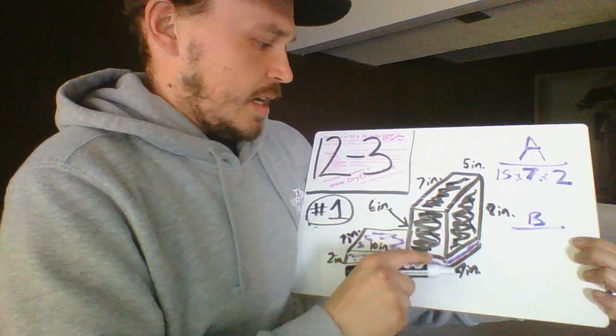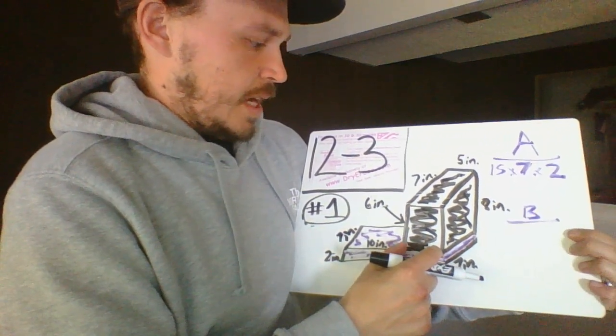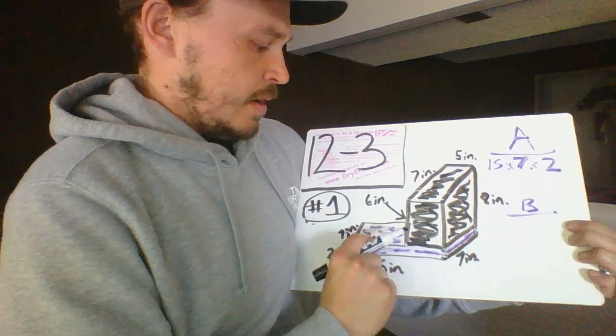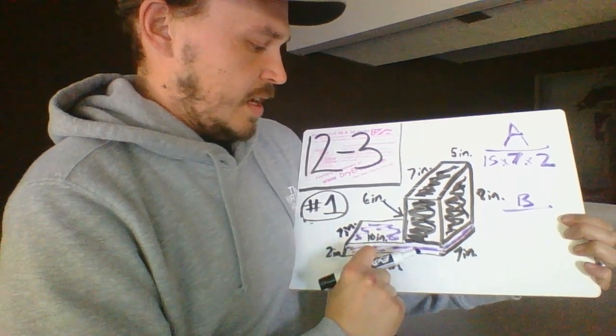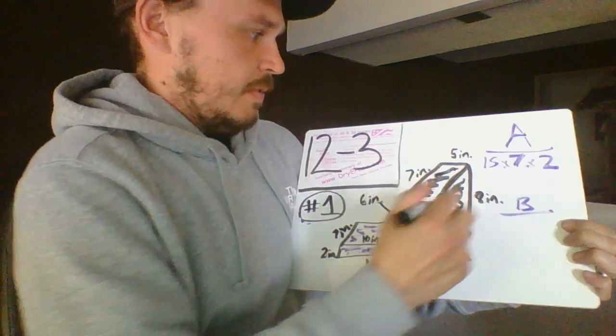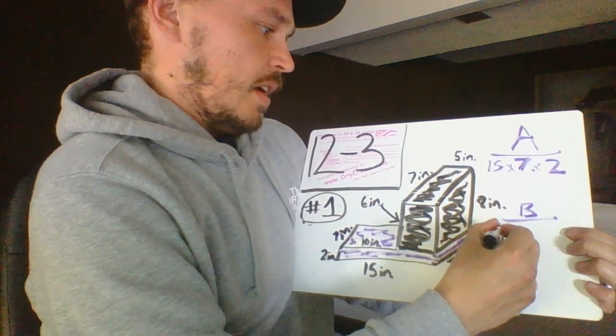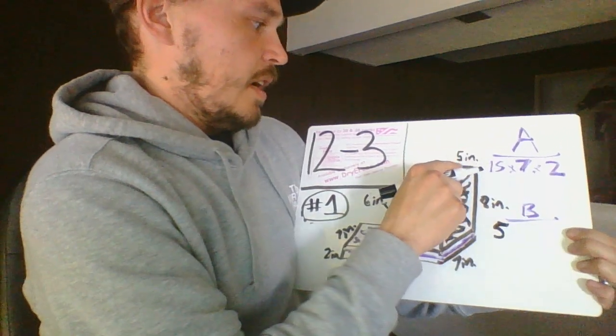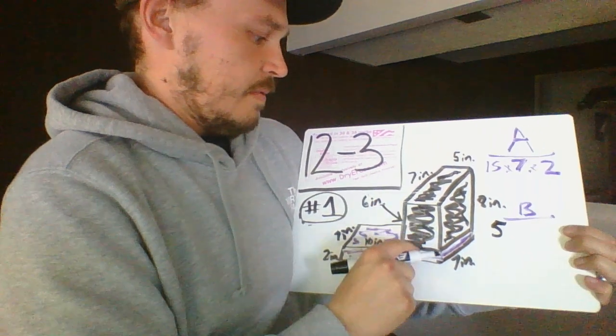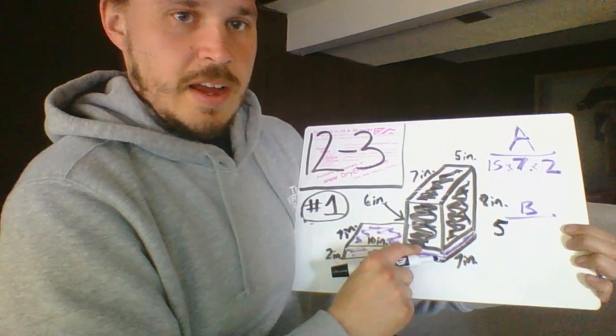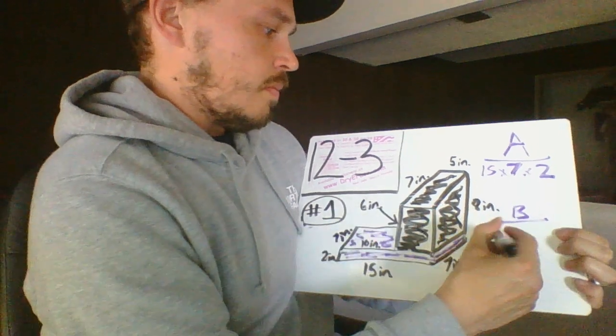So I'm going to look. At first I'm going to find the length. Now this isn't given right here, but I have 10 and I have 15 here. So 10 plus 5 equals 15. So I'm going to write a 5 right there. And if you look here, there's a 5, and a 5. You can use that to find the length also.